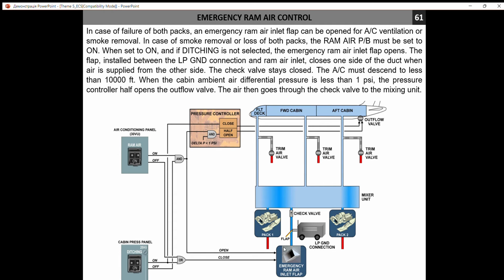you have no sources of fresh air, you may deploy the emergency ram air inlet flap, and through this emergency ram air inlet flap the air comes into the mixer unit, and after that you may redistribute it through the cabin compartments.